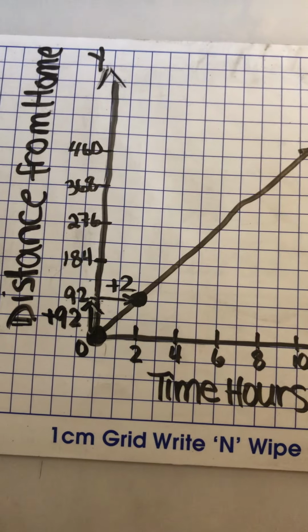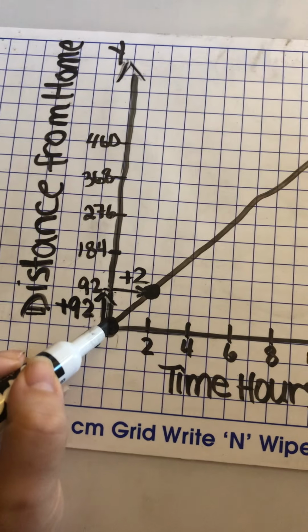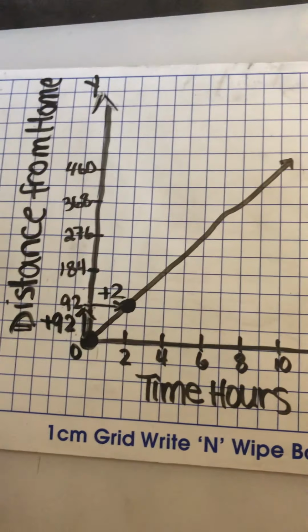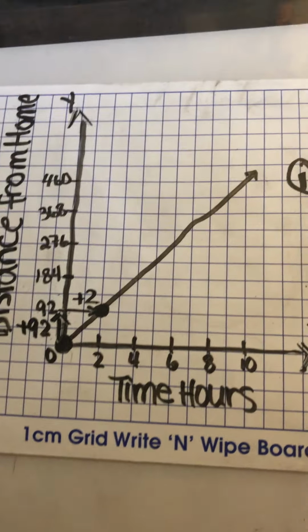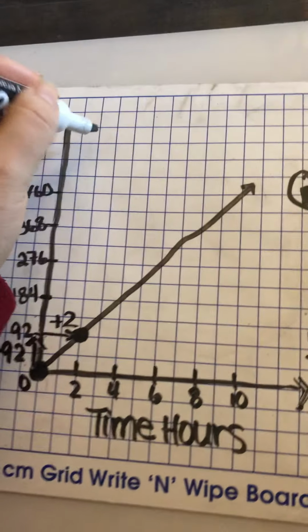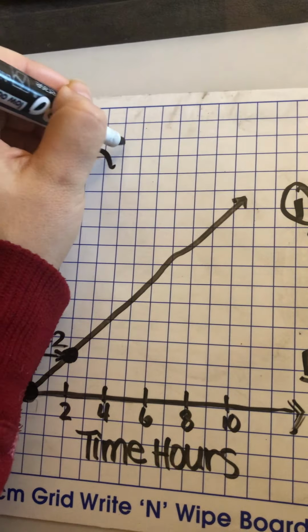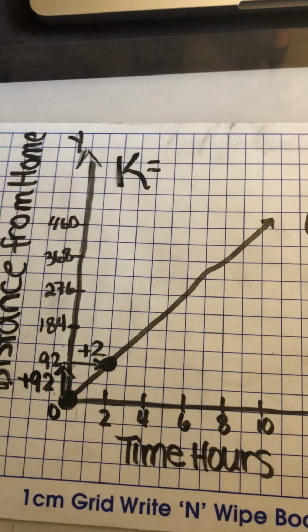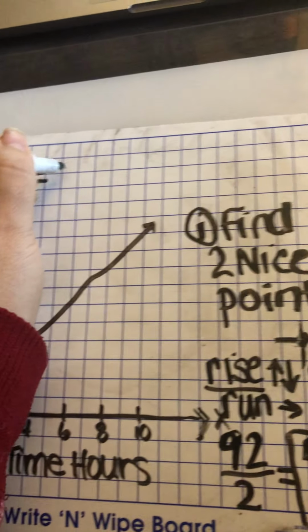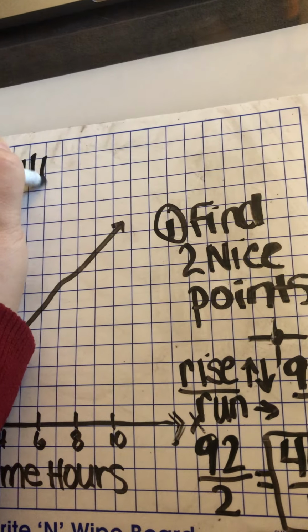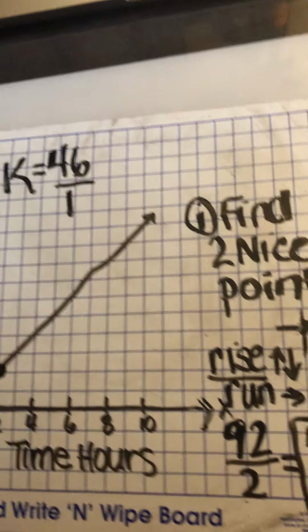Is this graph proportional? Yes, because it goes through the origin and it's a straight line. So when our graph is proportional, we call that constant K. We use a different letter to identify that this is not only linear, it's proportional. So K is going to be 46 over 1.